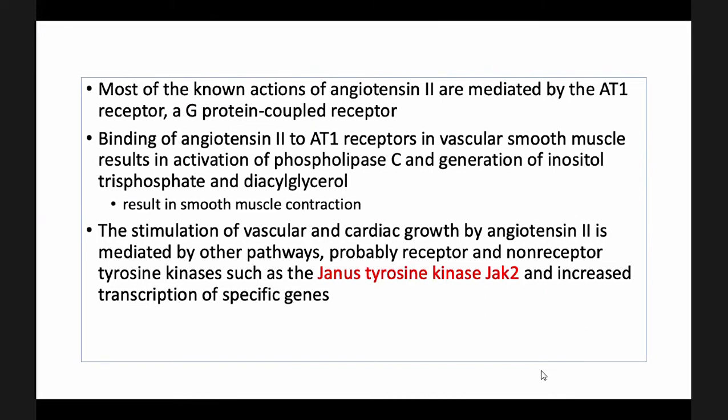So the binding of your angiotensin II to AT1 receptors in the vascular smooth muscle will result in the activation of your phospholipase C and generation of your inositol triphosphate and diacylglycerol, resulting in smooth muscle contraction. Now, the stimulation of vascular and cardiac growth by angiotensin II is mediated by other pathways, probably receptor and non-receptor tyrosine kinases like your Janus tyrosine kinase or JAK2. This will increase the transcription of your specific genes.